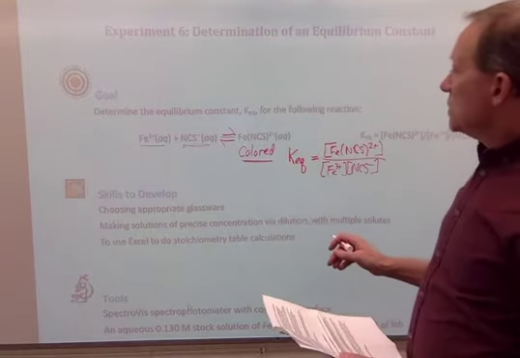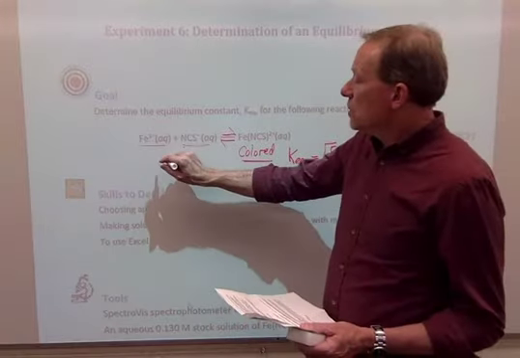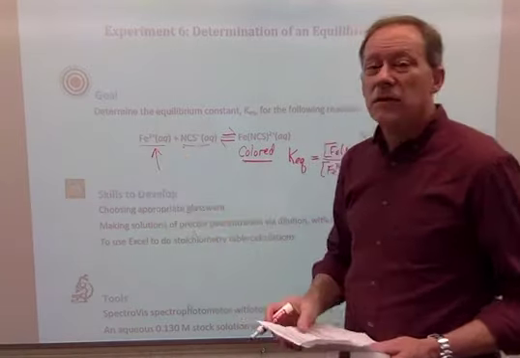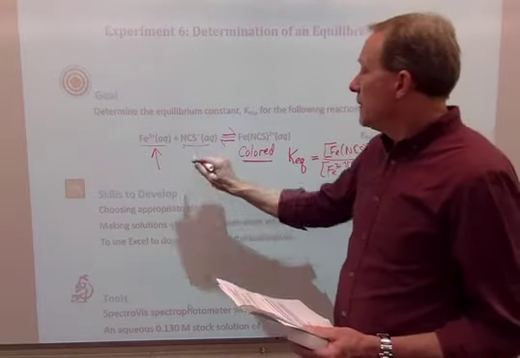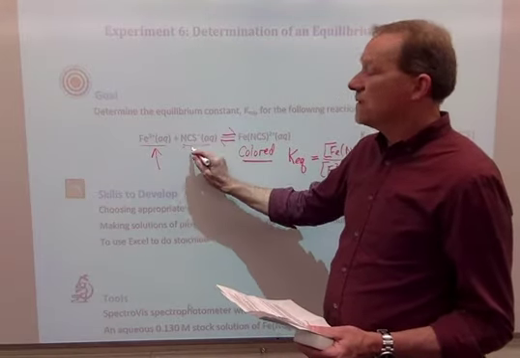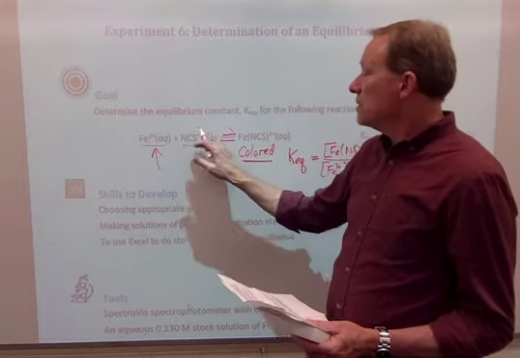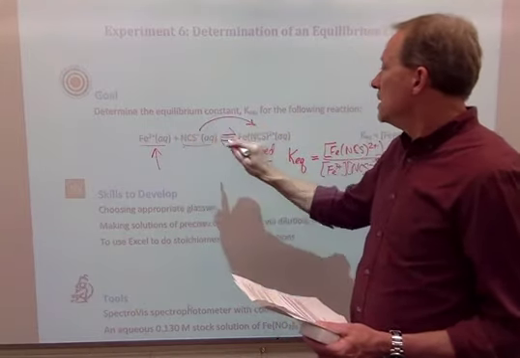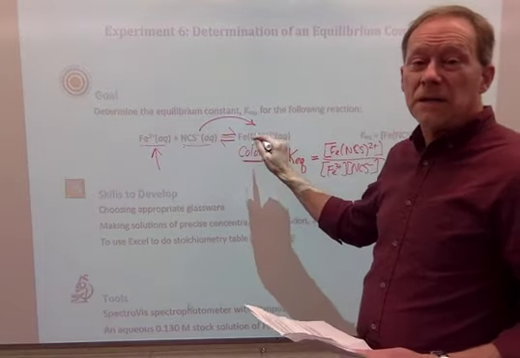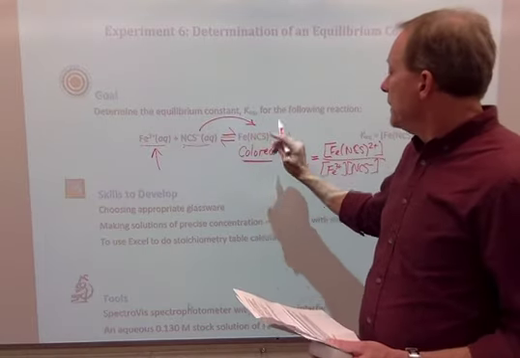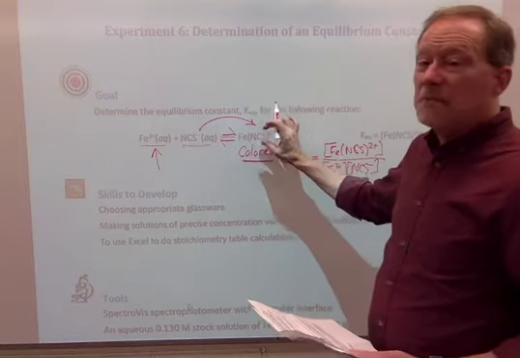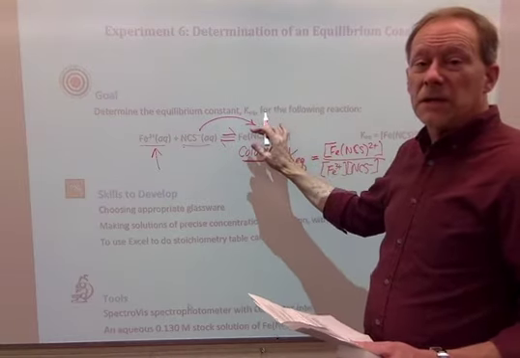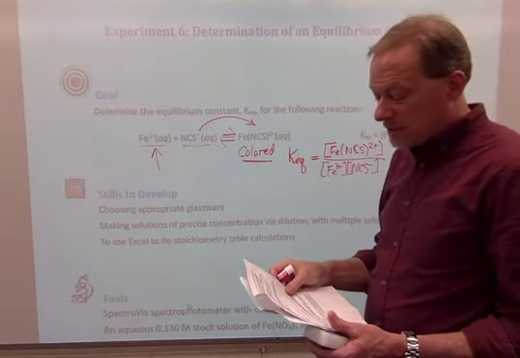So what we're going to do to start off is one solution where we put a lot of the iron 3 ion in solution and a much smaller amount of thiocyanate. Under those circumstances, all of the thiocyanate is going to be bound up in this complex, iron thiocyanate, which is colored, and we'll be able to measure that amount of absorbance. That, with Beer's law, is going to allow us to determine an equilibrium molar absorptivity.